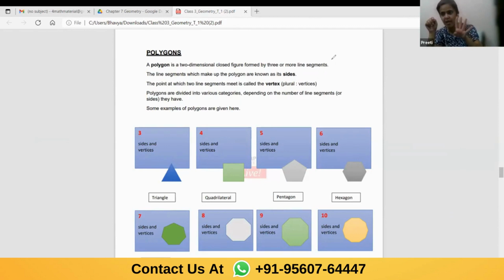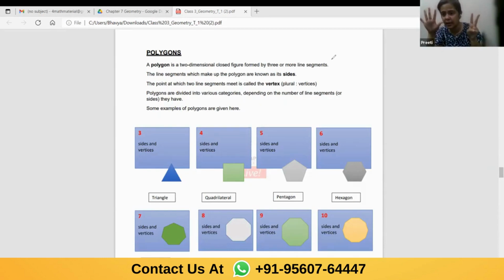Any shape which is a closed figure and has only 4 sides is a quadrilateral. When you go to grade 4, you will study all the quadrilaterals and their properties. How do they differ? Even if they look the same, what is the difference between them? Why do we say that square and rhombus are different? Their properties differ. So 3 sides triangle, 4 sides quadrilateral, 5 sides pentagon, 6 sides hexagon, 7 sides heptagon.